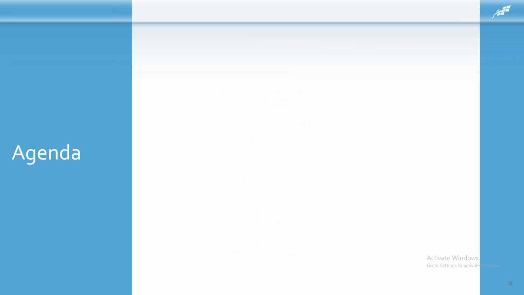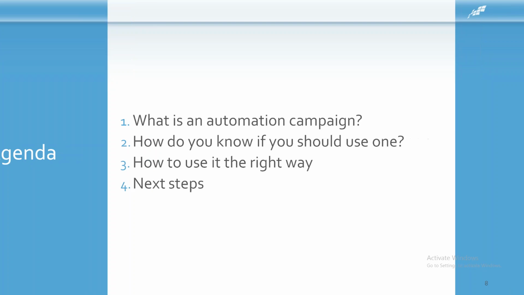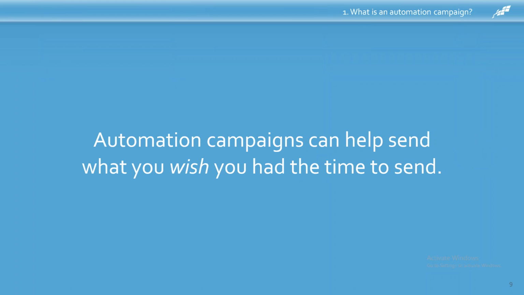The topics we'll be covering today: what is an automation campaign? How do you know if you should use one? How to use it in the right way. We'll talk about how to segment your contact list, how others use automation tools. We'll talk about a few ways businesses use automation tools. And then we'll also go into the next steps for you to create, execute, and measure a successful evergreen automation campaign. So let's get started.